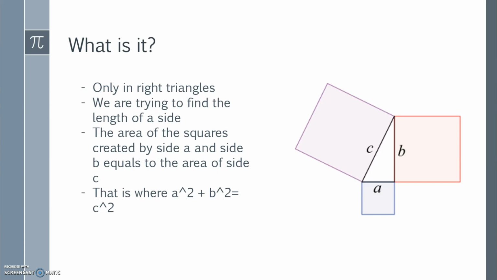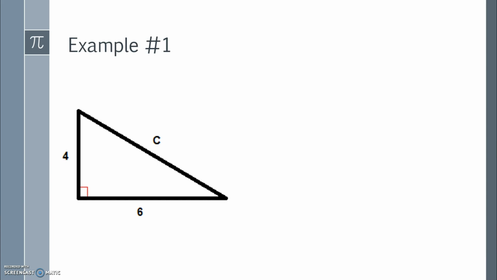The Pythagorean theorem comes from the area of squares. So the area of A and the area of B is equal to the area of C. That is where we get A squared plus B squared equals C squared. So for this first example, we're going to be going through the steps that we're going to be taking.